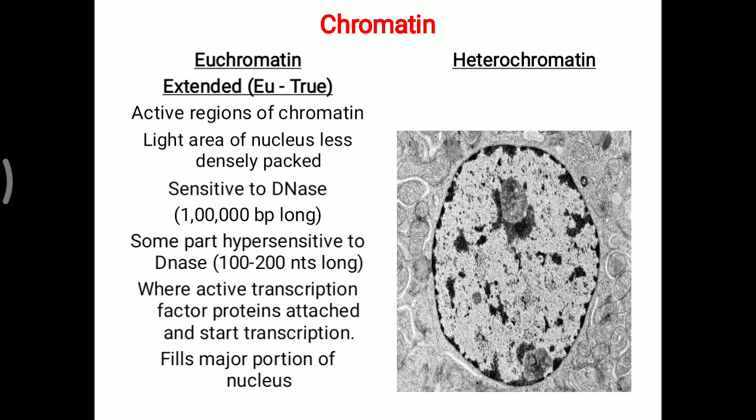Now second, that is heterochromatin. They are considered the inactive chromatin material. They are densely packed in the nucleus. So in the picture, wherever the dark color area inside the nucleus is, it is mostly made up of the heterochromatin.